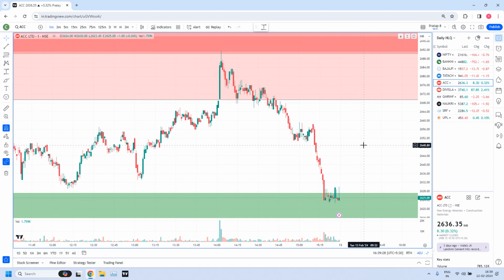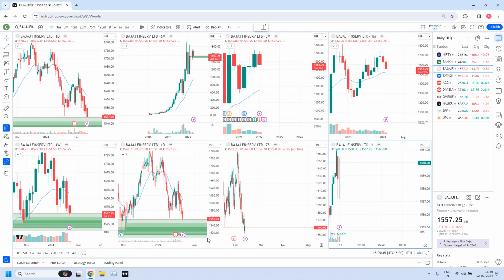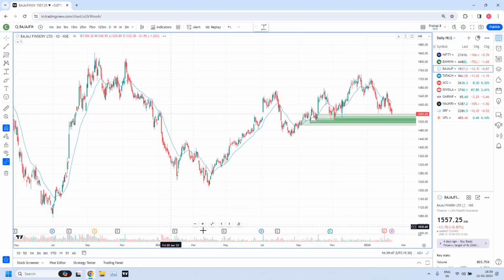So these are the three executed trades, and the remaining stocks we did not trade, but still we will analyze them because it will be a learning for people who are trying to learn how to fine tune the zones in an effective way. The first one is actually Bajaj Finance. We didn't get a trade, but let me show how I fine tuned here.